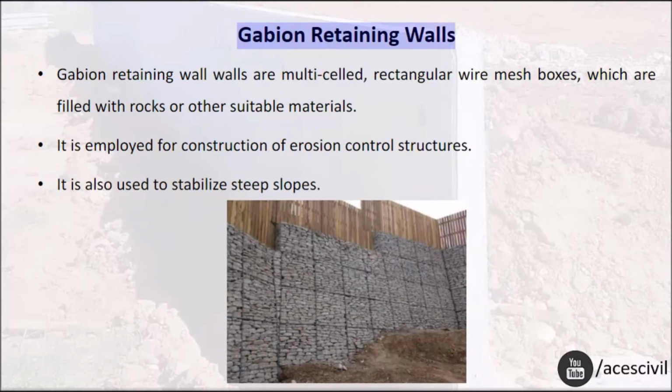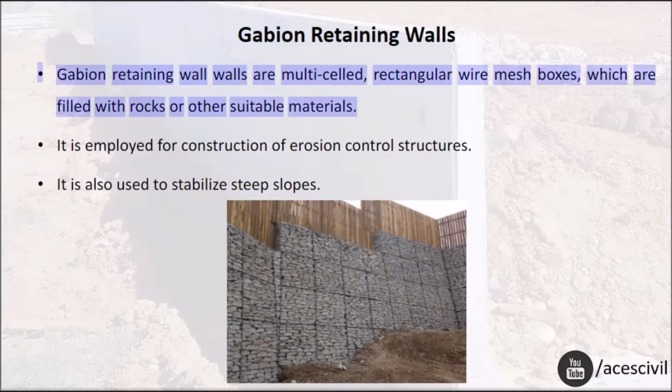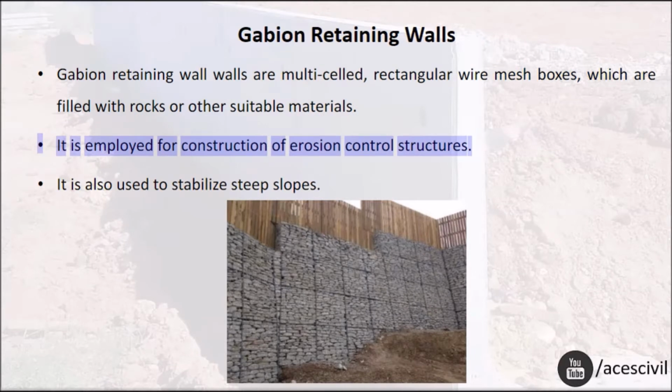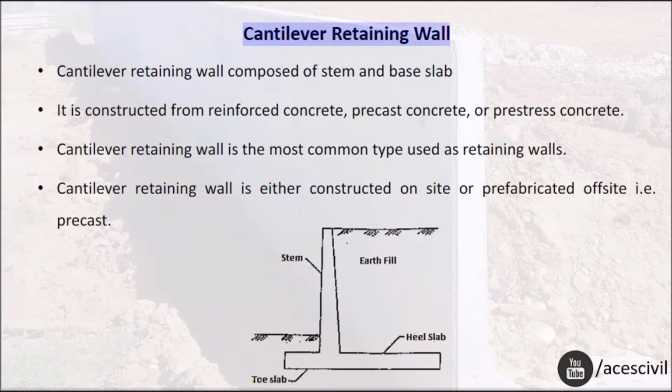Gabion retaining walls. Gabion retaining walls are multi-celled, rectangular wire mesh boxes, which are filled with rocks or other suitable materials. It is employed for construction of erosion control structures. It is also used to stabilize steep slopes. Cantilever retaining wall. A cantilever retaining wall is composed of a stem and base slab.